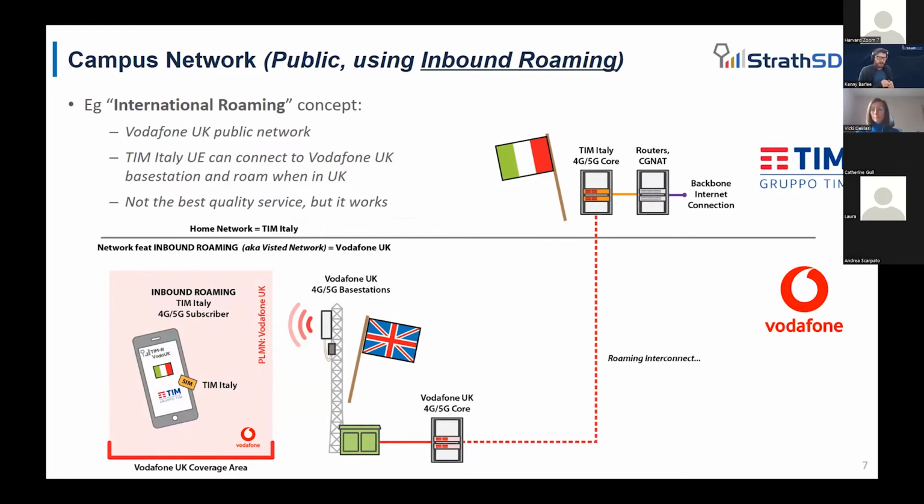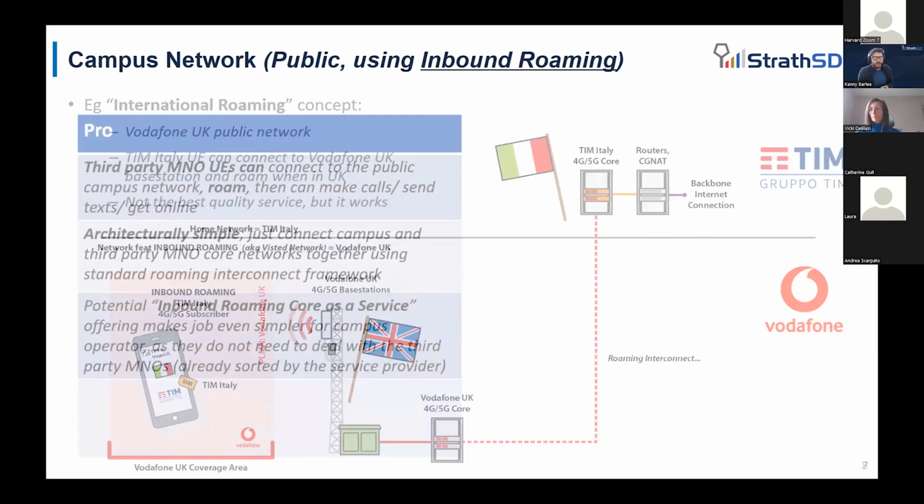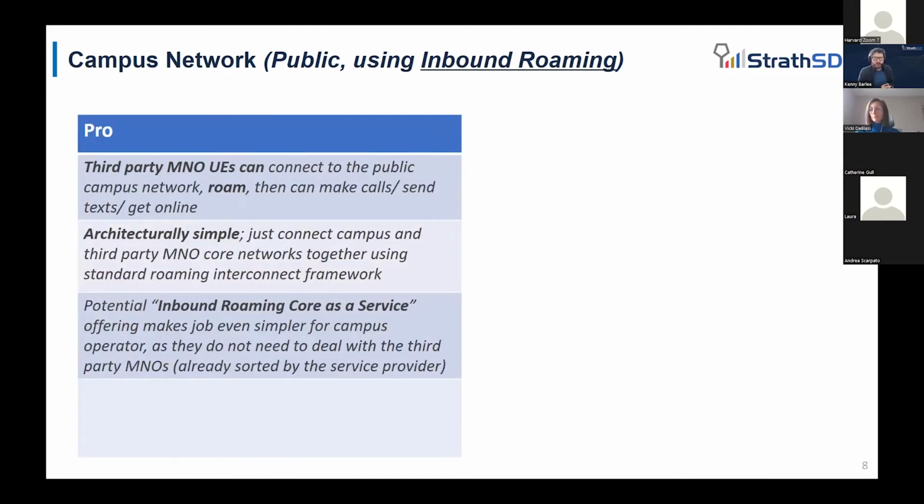It has got a SIM card and a subscriber from Italy has come along and they're on the TIM network, and they are able to roam via the Vodafone core back to the TIM core and get online. It's not the best quality service. You'll normally be limited to 3G or whatever, but it works, and that's what all of us use when we go abroad.